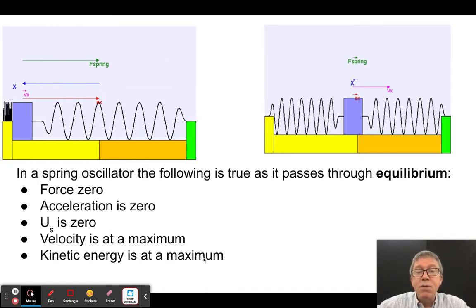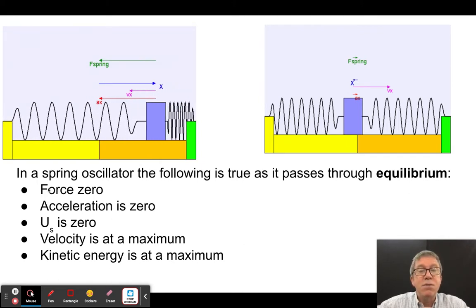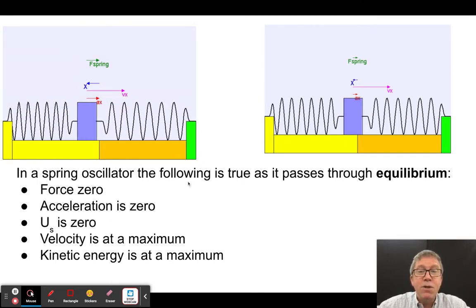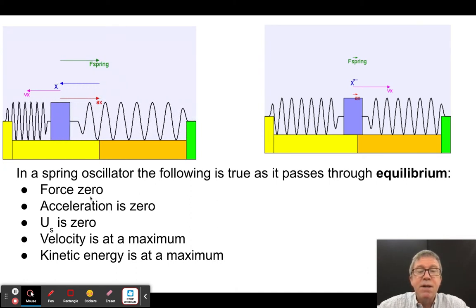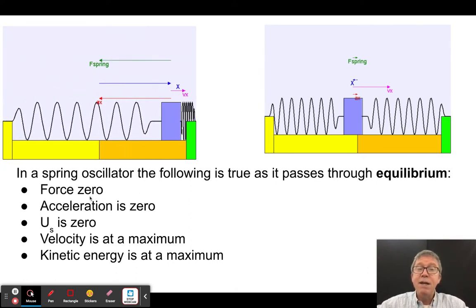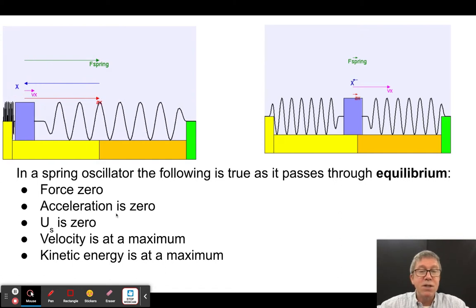But if I'm at the equilibrium point, that means the sum of the forces is equal to zero. There's no net force acting on it the moment it passes through equilibrium. Therefore, since F equals ma, if the sum of the forces is zero, the acceleration is zero.